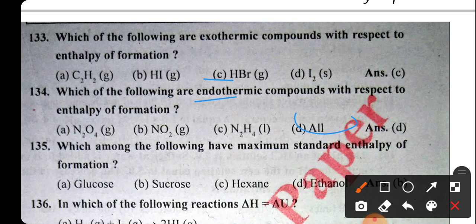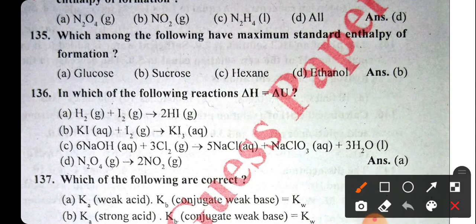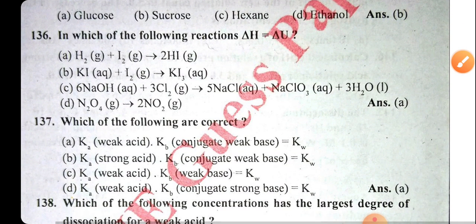That is all of the right answer. All of the above is the right answer. Now the next question is which among the following has maximum standard enthalpy of formation? The enthalpy of formation is maximum in sucrose. Okay. Now the next question is in which of the following reactions is delta H equal to delta U?